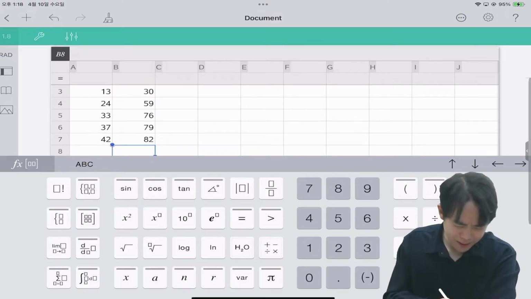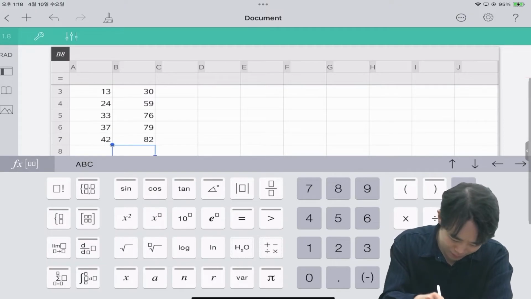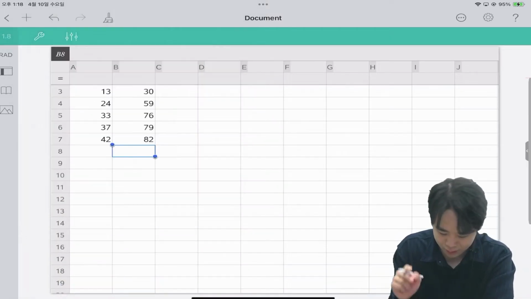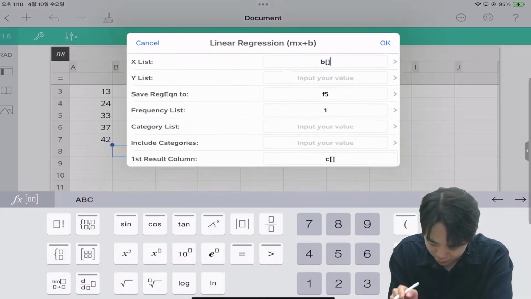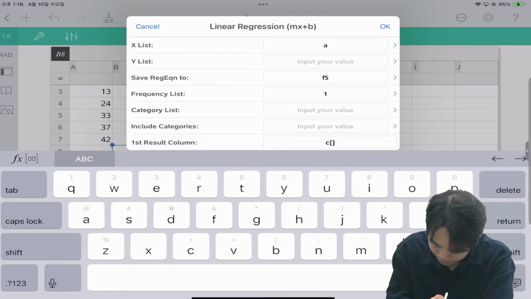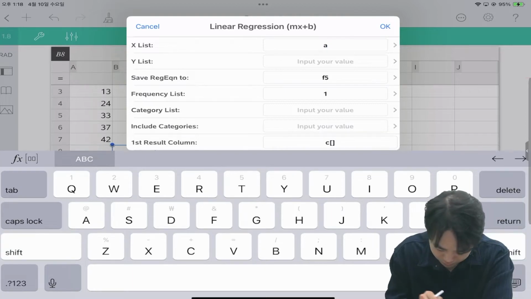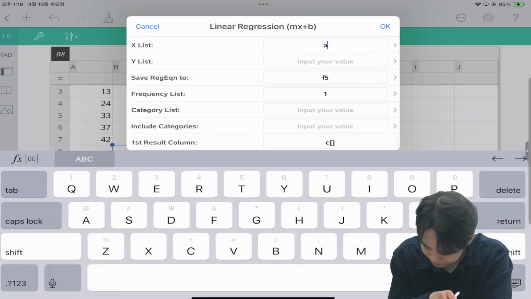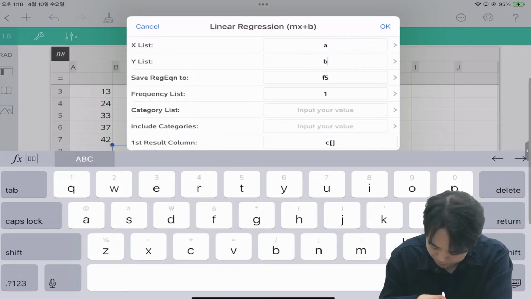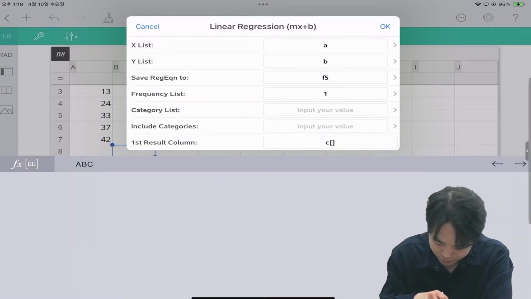Right, so we have 7 data points. And we're basically going to do statistics, calculations, linear regression. Right, so our X list is going to be our A. And then we're going to have our symbols here. Okay, so we're going to have our A list. And we're going to have our B list. And we're going to have our brackets here.